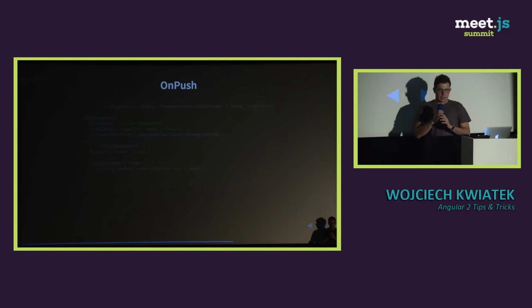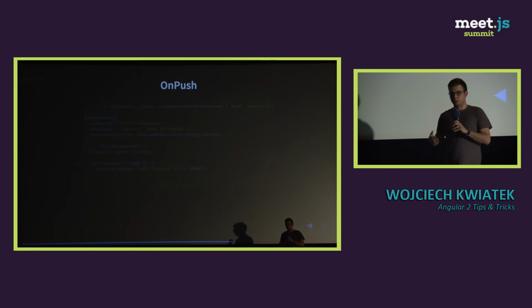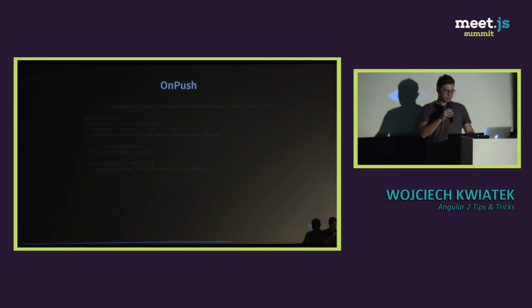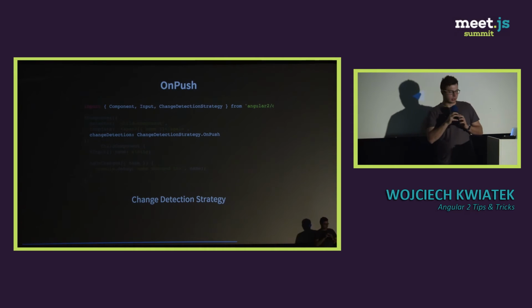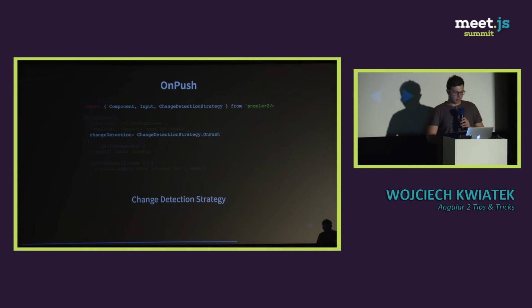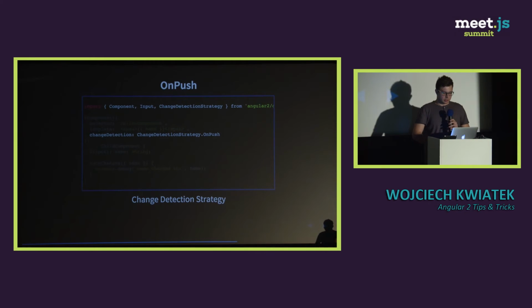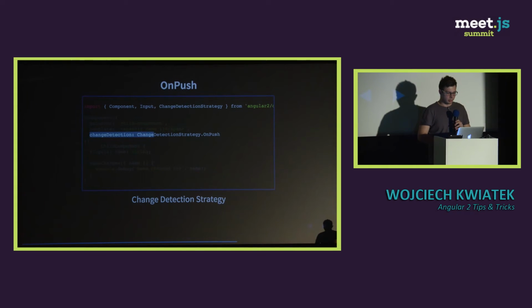Okay, let's assume that our input to the component is immutable. So now we can make use of a strategy which is called OnPush, and how do we apply it to the component? Okay, so we have an import still from Angular core, and there's something called ChangeDetectionStrategy. And this change detection strategy can be applied right to the component here and now.